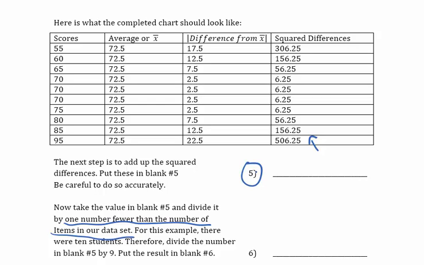Okay, and when we add those all up, we are going to get 1,262.5. Now, when we divide that by 9, we are going to get 140.2 with a 7 repeating on the end. So we could round that to 140.28 then, if we rounded that guy out.